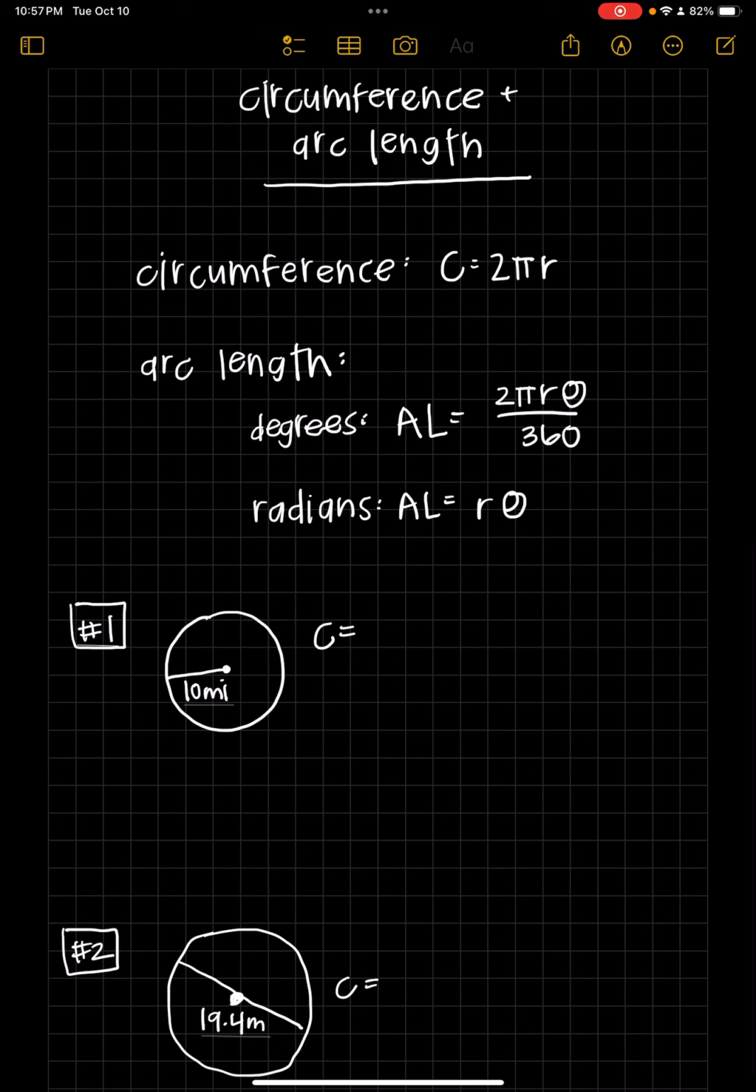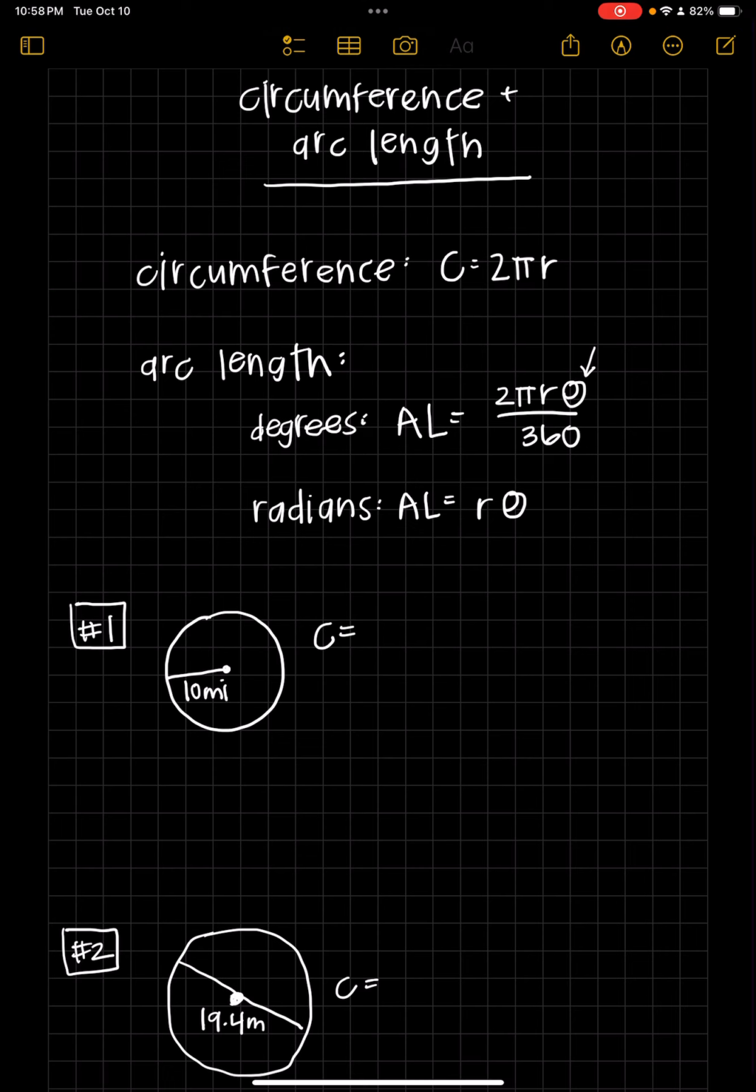If it's measured in degrees, the arc length equation is 2 pi r theta over 360. Again, the r stands for the radius, and then that theta, which kind of looks like a weird circle with another circle inside of it, that's a Greek letter, theta, and we use it to measure angles. So anything that's in degrees or radians is what theta would be. And if your angle is measured in radians, then the equation is arc length is equal to r times theta. So your radius times the angle.